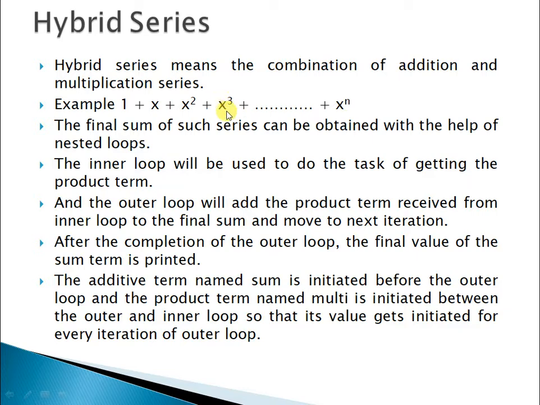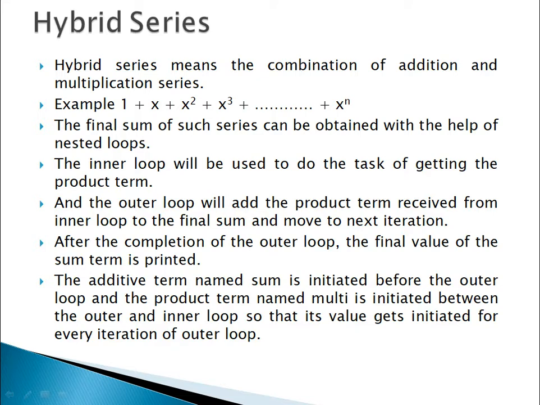Each term is a multiplication series here, and you find this plus in between all these terms. So it is also an addition series. It is a combination of addition and multiplication series. That's why we call it a hybrid series. Clear? The final sum of such a series can be obtained with the help of nested loops. Why nested loops? One loop for the multiplication series, one loop for the addition series. And please tell me which loop will be outer and which loop will be inner. Okay, let me tell you.